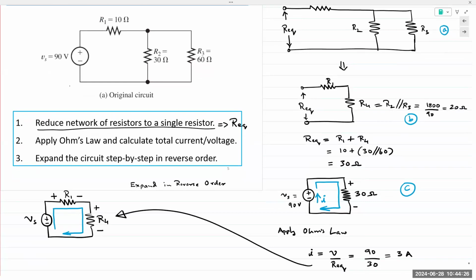See, we found the total current I in the circuit, but we cannot directly go back to the beginning. We cannot directly go back to step A to find the voltage or current. We have to find the voltage or current for the preceding step. Then we use those quantities to go back up again, one step at a time, without which we cannot find the voltage at the top. So it will be C to B to A.